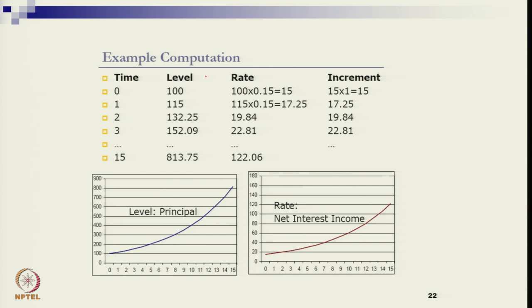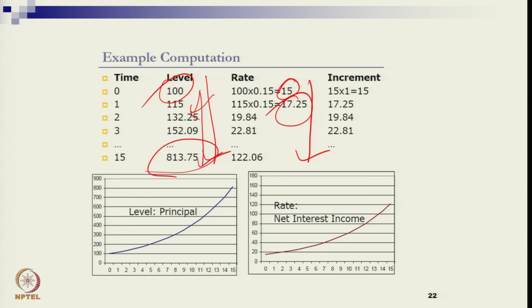Look at how this level is changing over a period of time, and look at here, your rate is changing, this is the rate, right? First 15, then 17.25, and that value you are adding, effectively your level value, the FD value, principal value, initially 100, but it is changing now. After 15 years, you can see 813 is your new calculated value. So you can effectively do that.